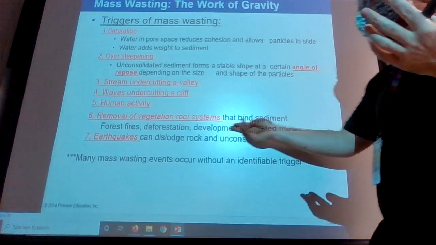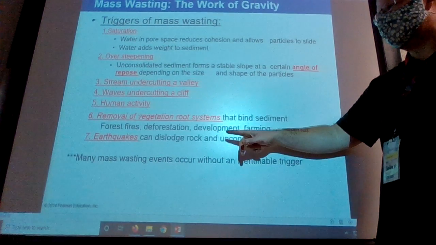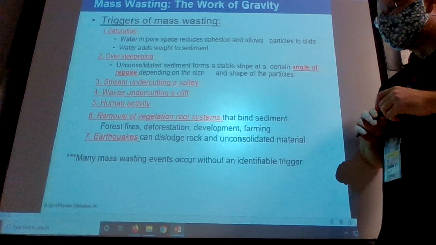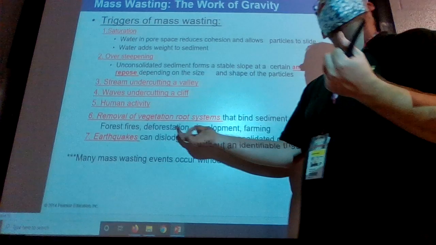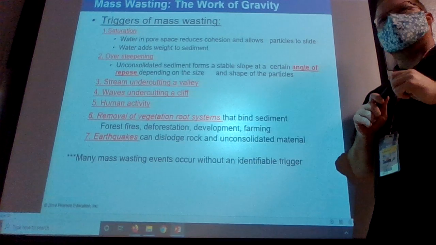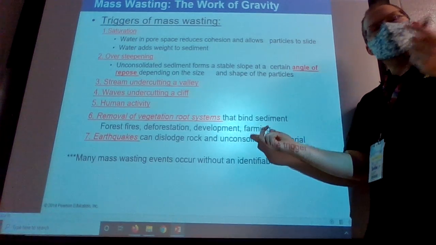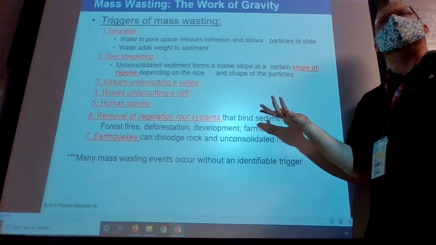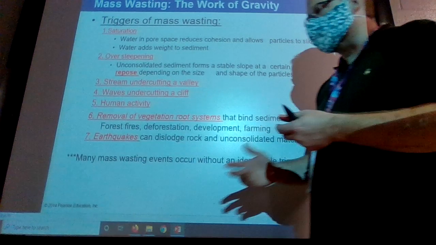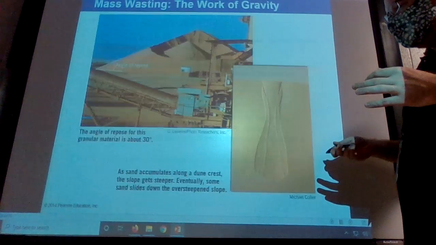Removal of vegetation, forest fires do this a lot for us. We also do it ourselves with deforestation, land development, farming land development. We don't have this too much around here because it's mostly flat land. But in farm fields, if you don't have crops growing, you're more likely to have soil loss during big rainfall events because there's nothing to slow that water down and hold it in your fields. And then obviously earthquakes can cause all sorts of messes and dislodge stuff.